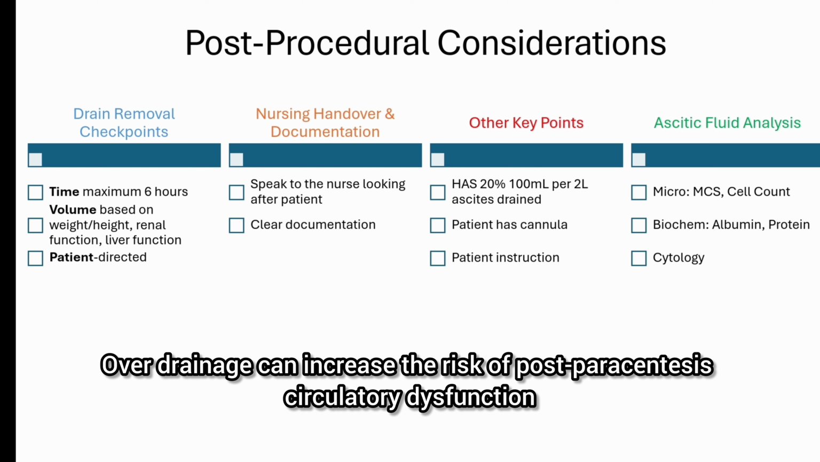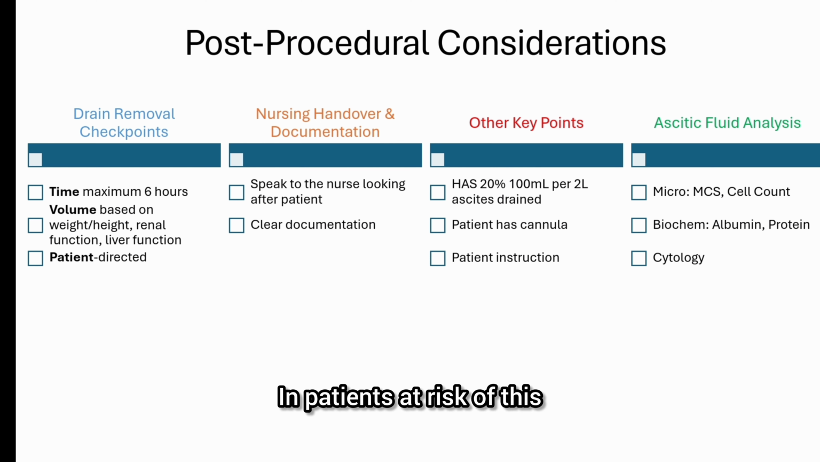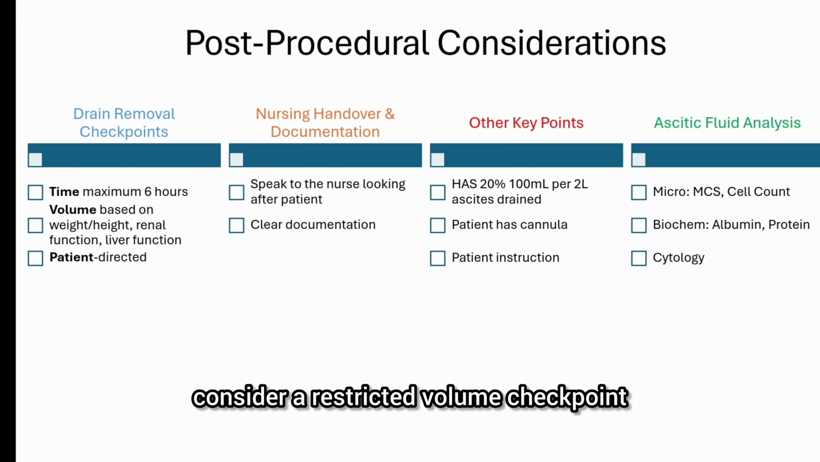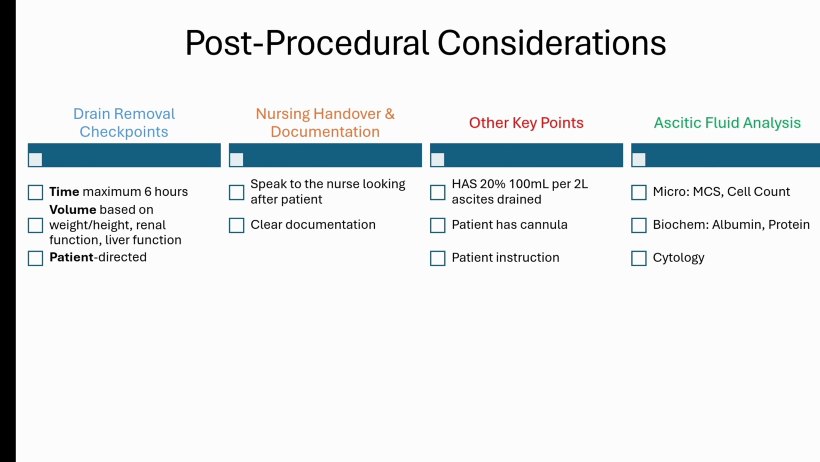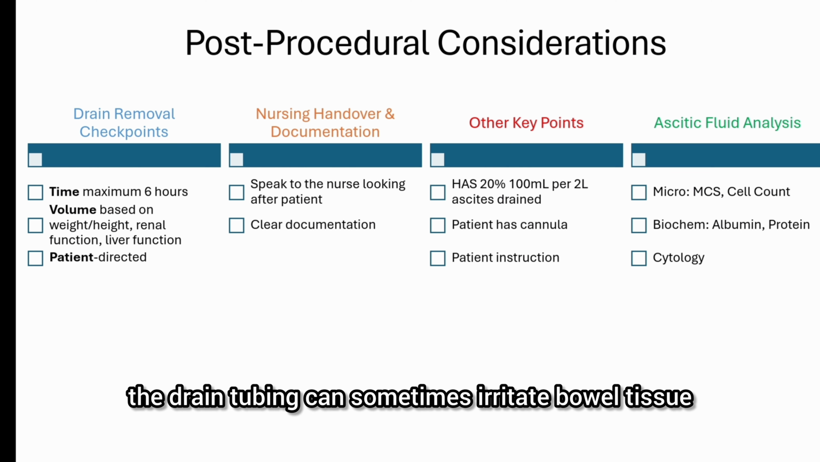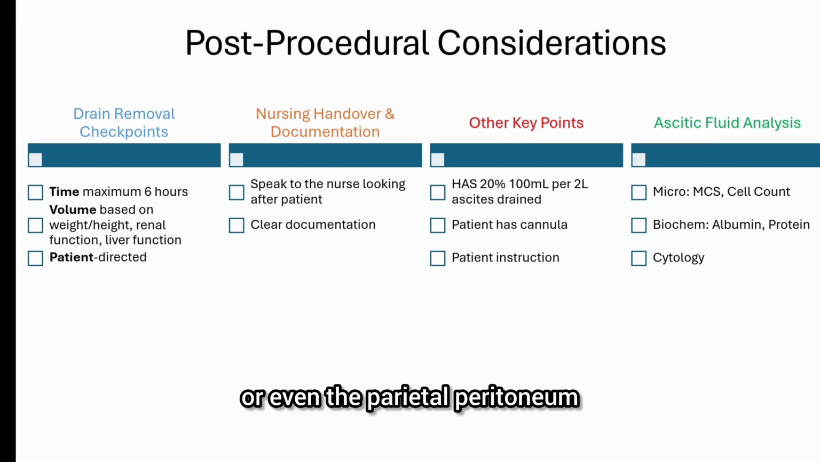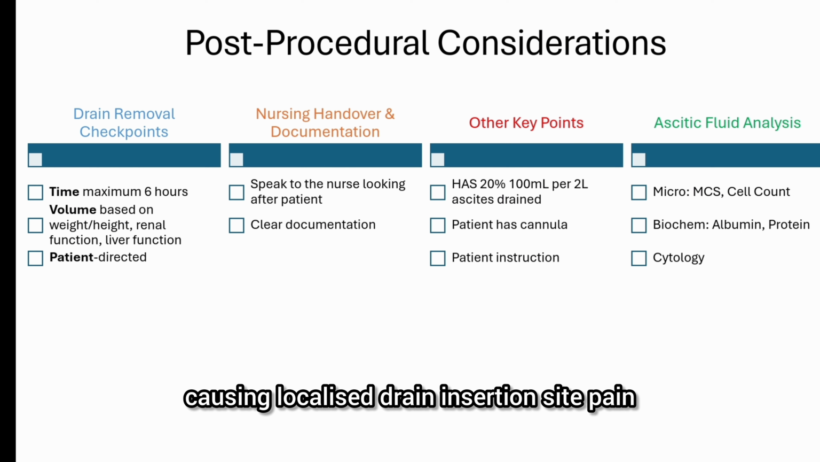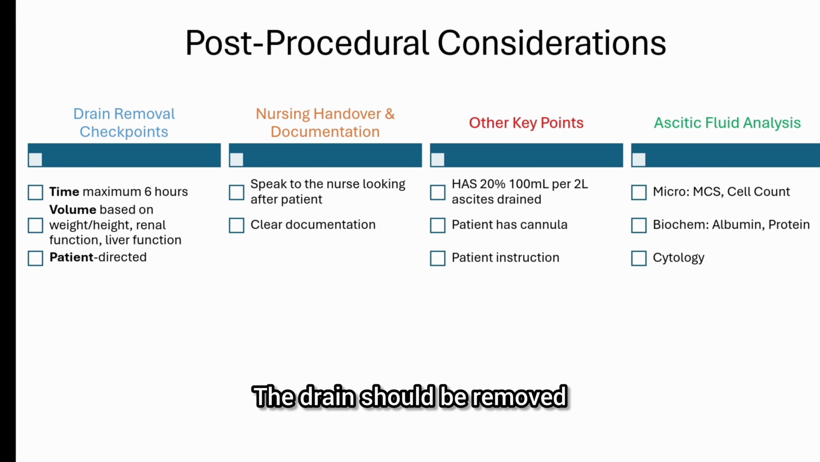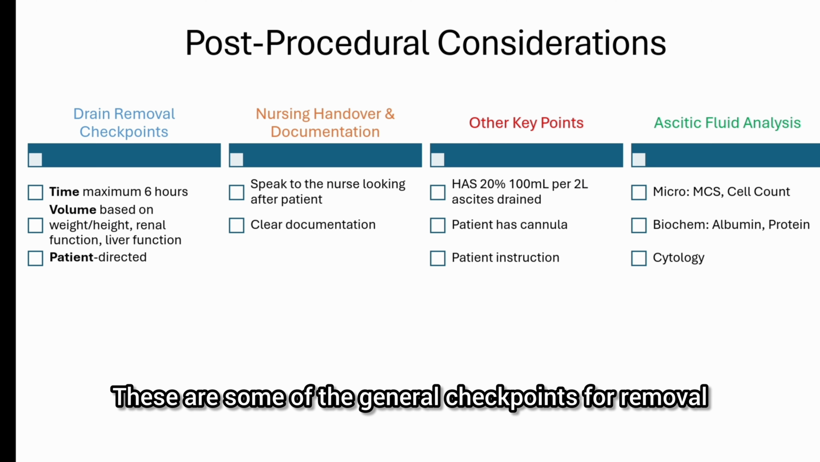Overdrainage can increase the risk of post-paracentesis circulatory dysfunction. In patients at risk of this, consider a restricted volume checkpoint. Patient checkpoint. Once most of the ascites has been drained, the drain tubing can sometimes irritate bowel tissue or even the parietal peritoneum, causing localized drain insertion site pain. The drain should be removed if the patient experiences this. These are some of the general checkpoints for removal.